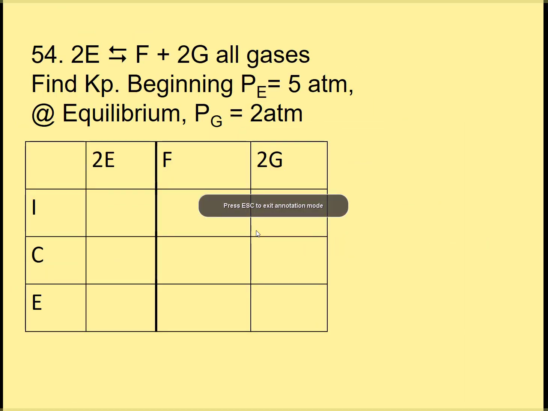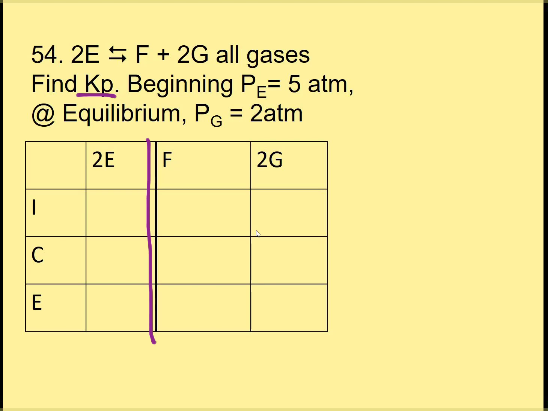Okay, let's do another one. This one is with pressure. And it says find the Kp. So that's going to remind me to use parentheses. And I have beginning values and I have an equilibrium value. And you can see this line dividing the reactants from the products. And let's go ahead and fill in what we know.